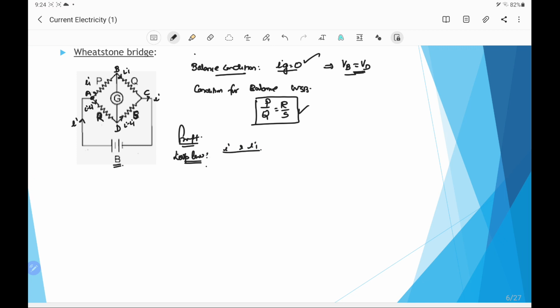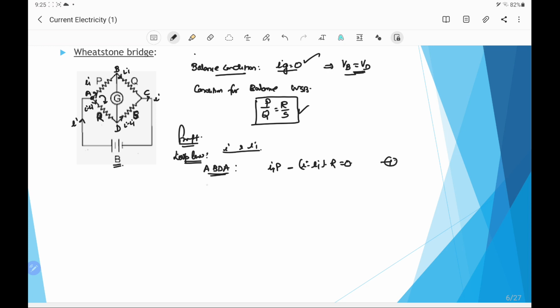So we take one of the loops as A B D A, and for this loop we move clockwise and write the equation. Here current I1 is flowing through P, so the potential drop in the direction of current is taken positive as per the convention, because it is in the direction of decreasing potential. Then from B to D there is no drop in voltage, so it is 0. After this we reach D, and from D to A we are moving opposite to the direction of the current, so it is minus I1 into R, and it is equal to 0. This is equation number 1.